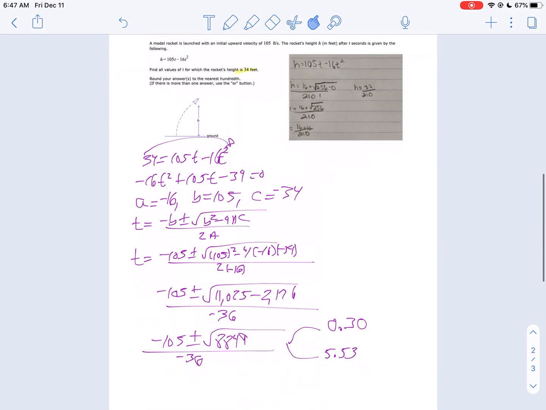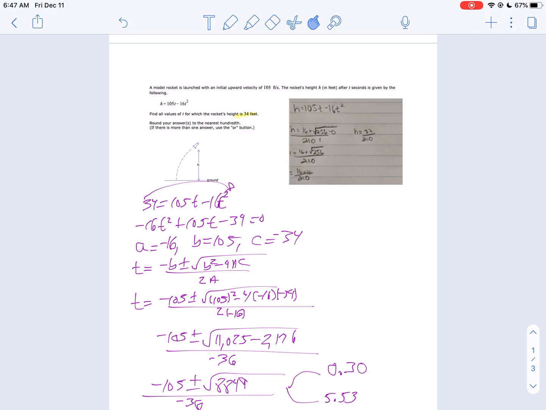Because what happens is it goes up, it hits 34 feet at 0.3 seconds on its way up. It reaches the top and starts falling. After 5.53 seconds, it hits 34 feet on the way down. So that's why you got two answers here.